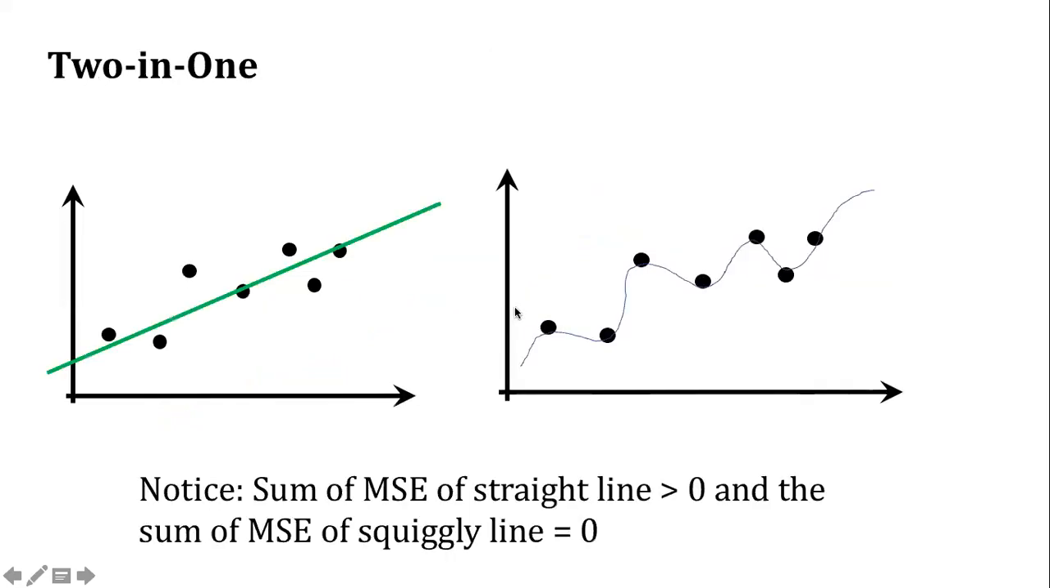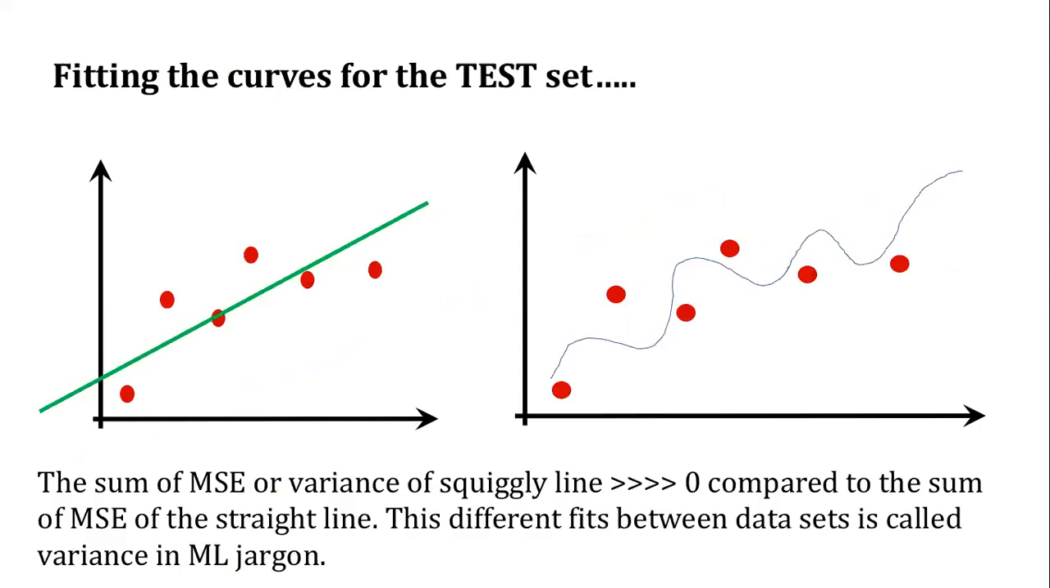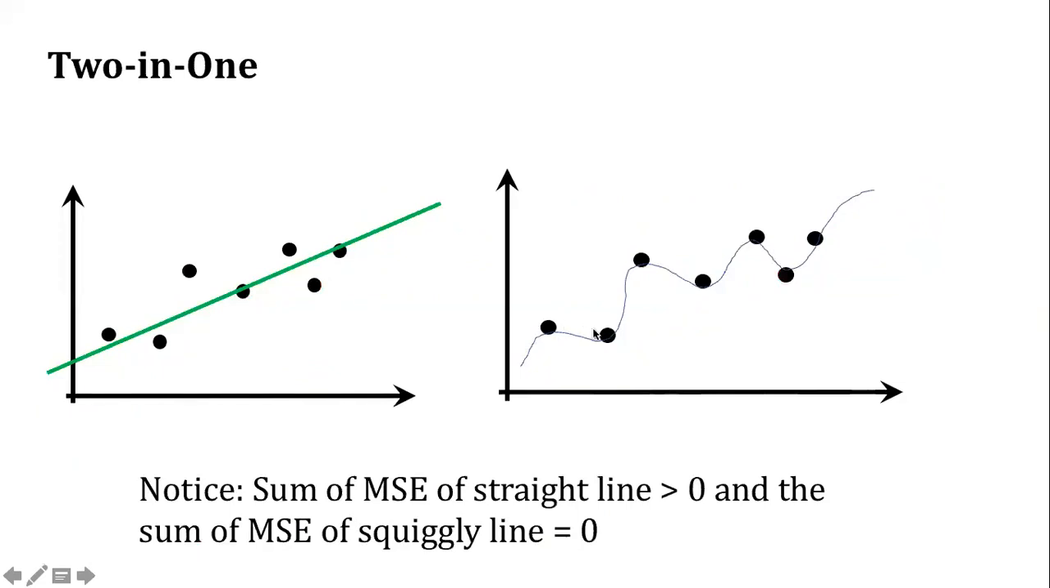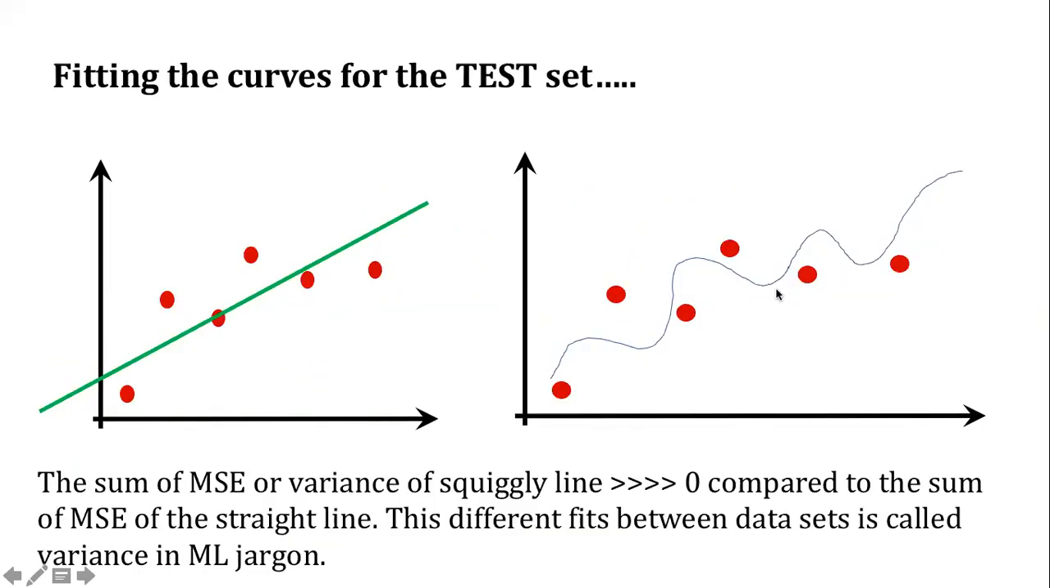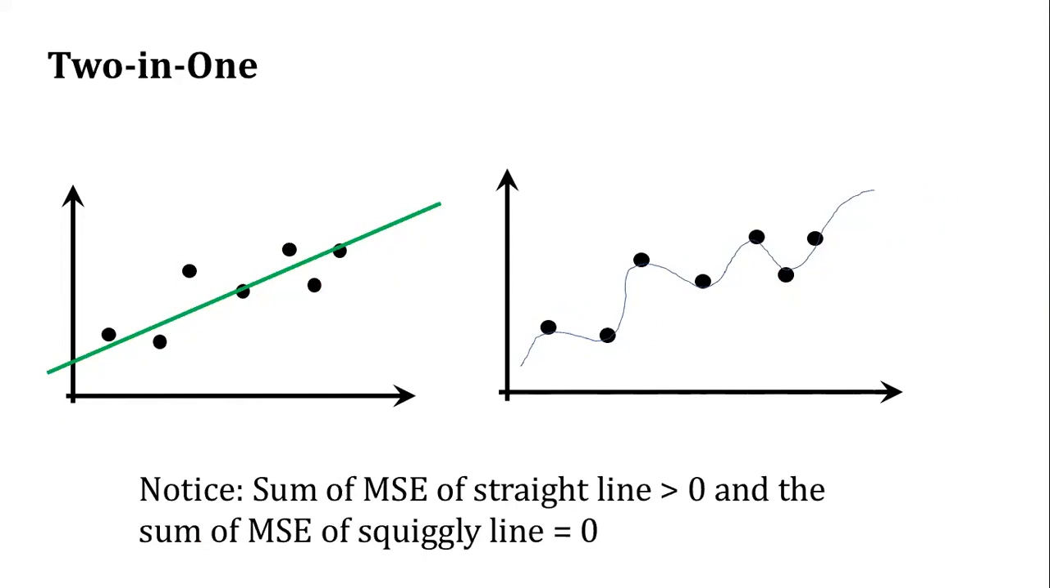But the issue is what? The moment we put in the test data, the scenario is different, right? For the training data, yes, but for the test data, the squiggly line or the curve misses the dots by a lot. Because now we have two sets of data: from the bigger set we split the data into two, training and testing, right?